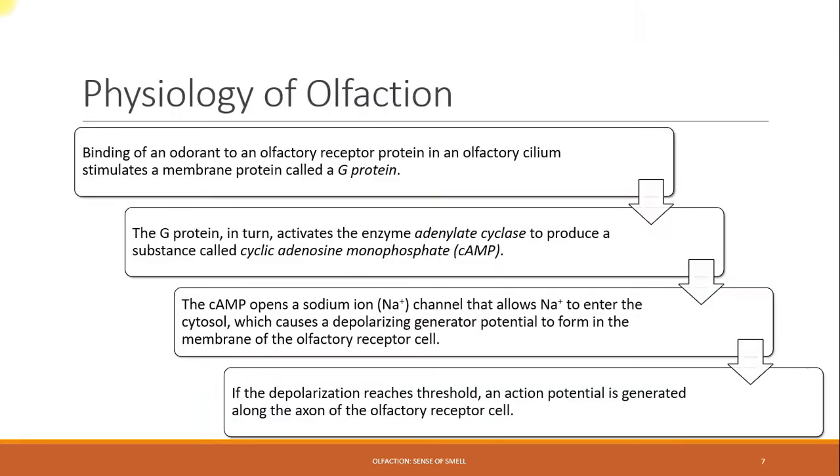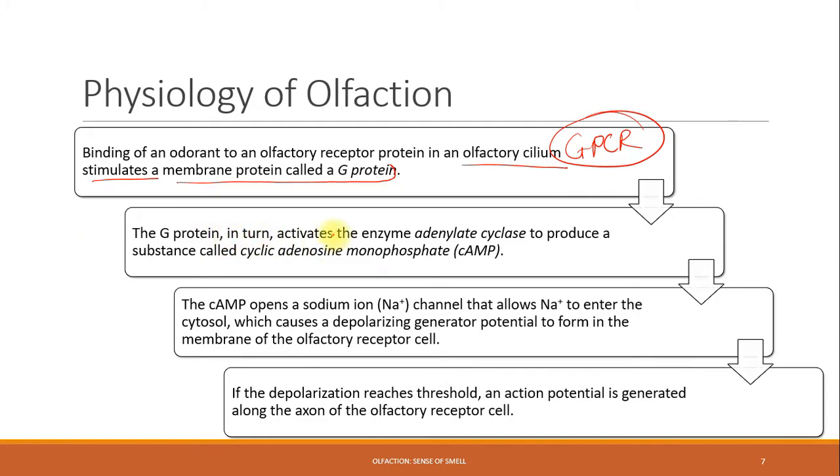Okay, so physiology of olfaction. So let's see, binding of odorant to olfactory receptor protein in olfactory cilium stimulates a membrane protein called G protein. So understand this very clearly. The receptor which is present in the plasma membrane of cilia of olfactory receptor cell is of type G protein coupled receptor. Okay, so the odorant makes contact with the receptor which is associated with the G protein.